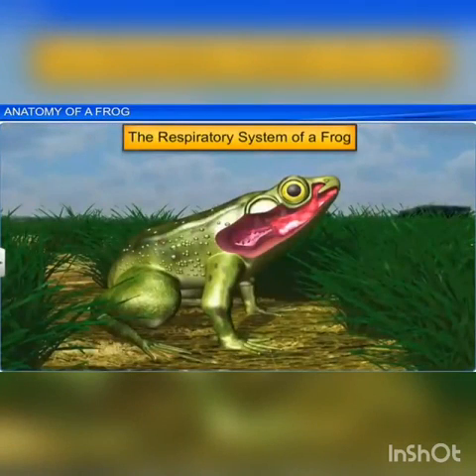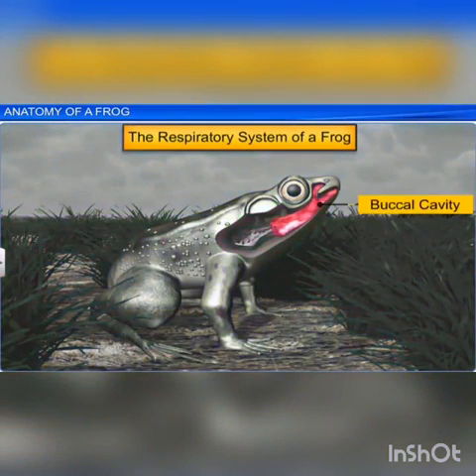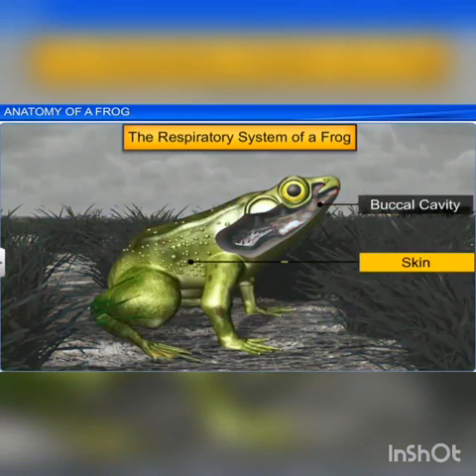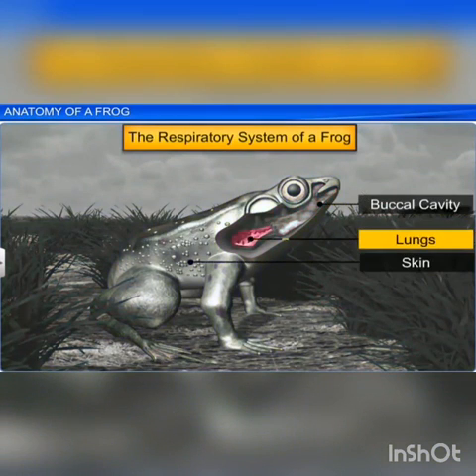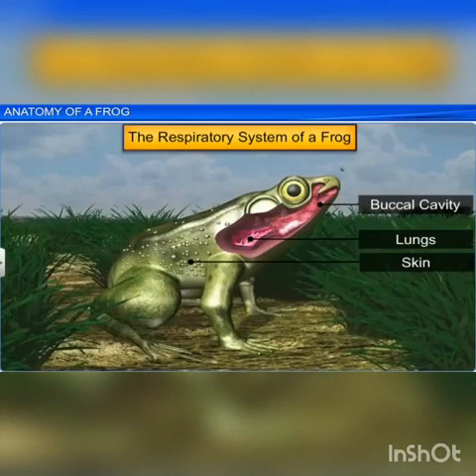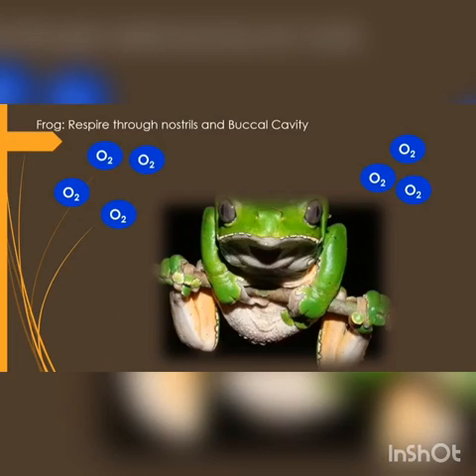On land, the buccal cavity, skin and lungs act as respiratory organs. In buccal respiration on land, the mouth remains permanently closed while the nostrils remain open. The floor of the buccal cavity is alternately raised and lowered. So air is drawn into and expelled out of the buccal cavity repeatedly through the open nostrils.